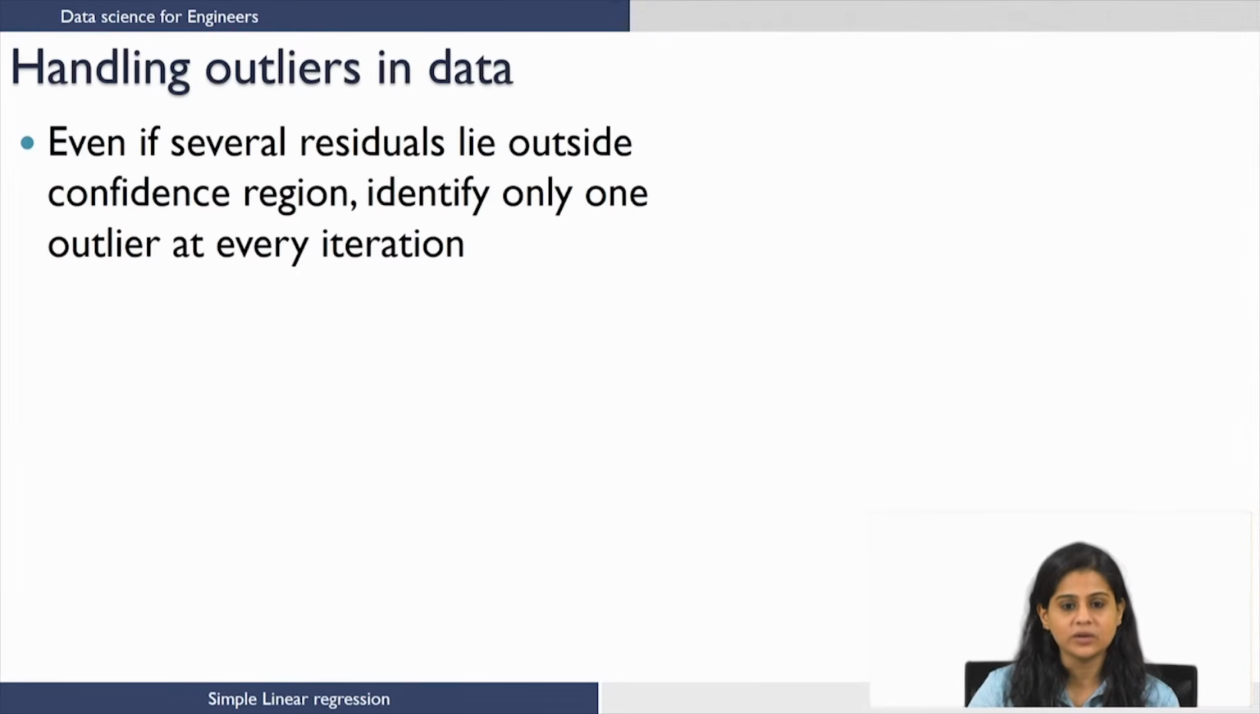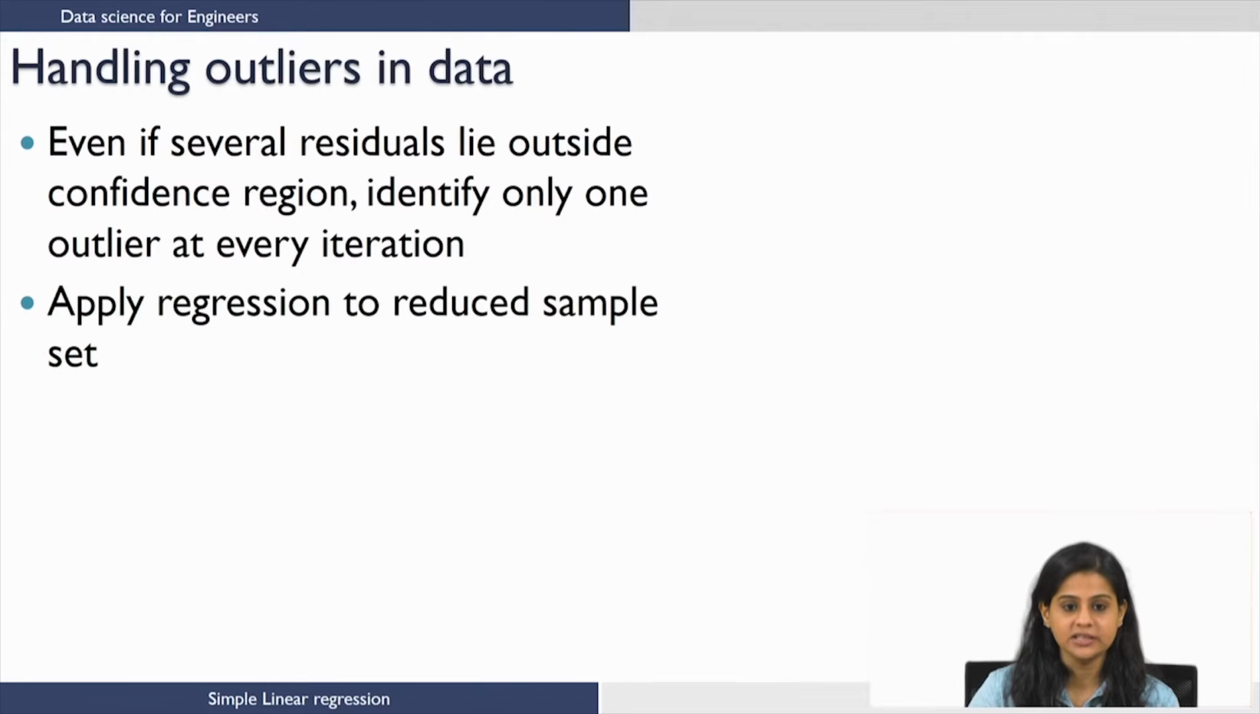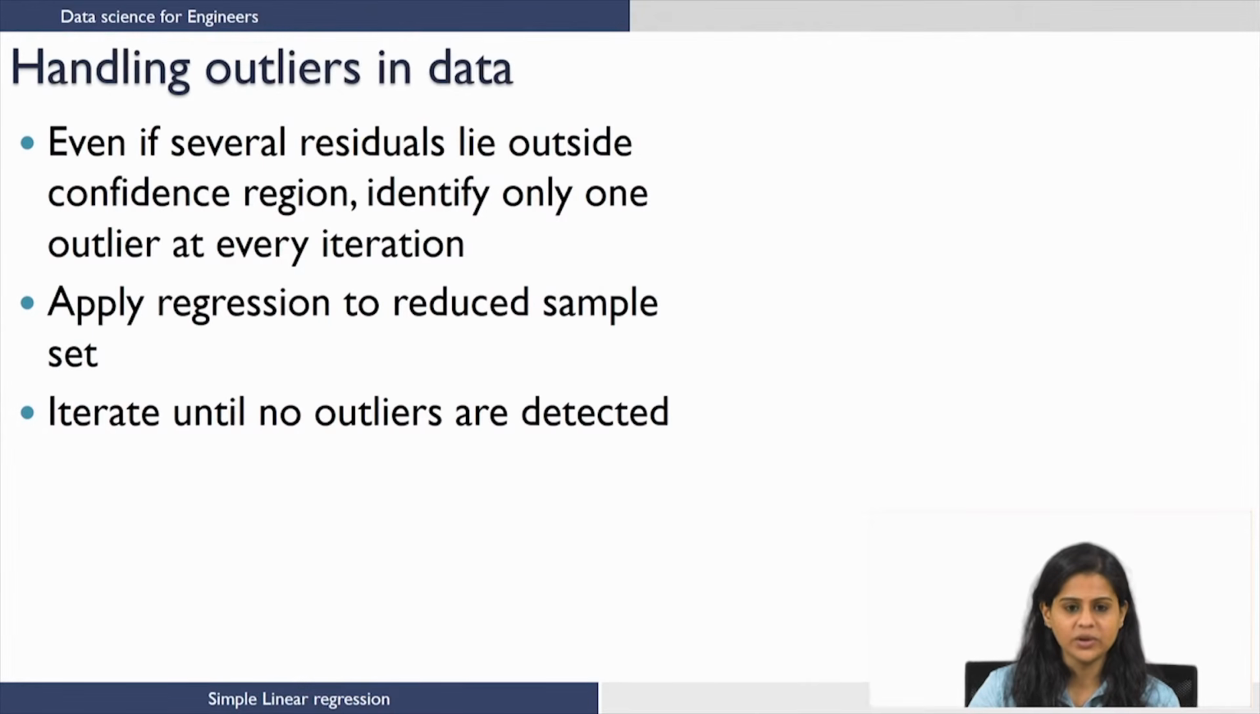Now, let us see how to handle these outliers. Even if we have several outliers which lie outside the confidence region, we are going to identify only one at a time at every iteration, and after doing so we are going to apply a linear model on the reduced sample. We are going to iterate till we detect no more outliers. We are going to start with the residual analysis.